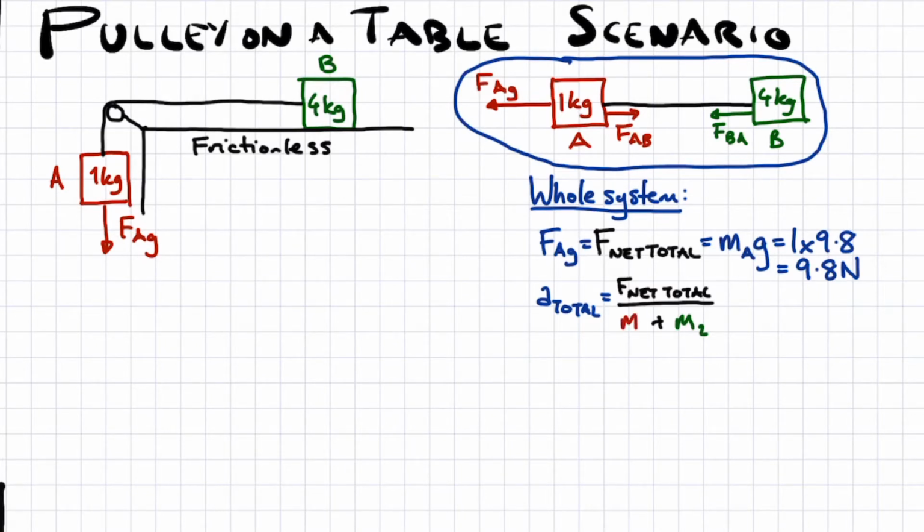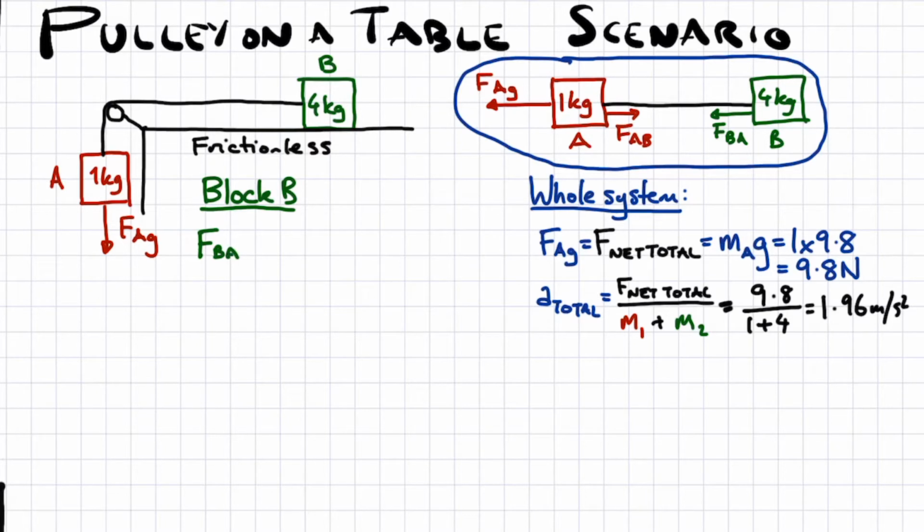We know that force equals ma. Now there's a combination of masses involved, so both masses are being pulled by that 9.8 newtons. So it's 9.8 divided by 1 plus 4, which is 5, and you get an acceleration of that whole system being 1.96 meters per second squared. So both A and B, A is accelerating downwards and B is accelerating to the left, at 1.96 meters per second squared. Okay.